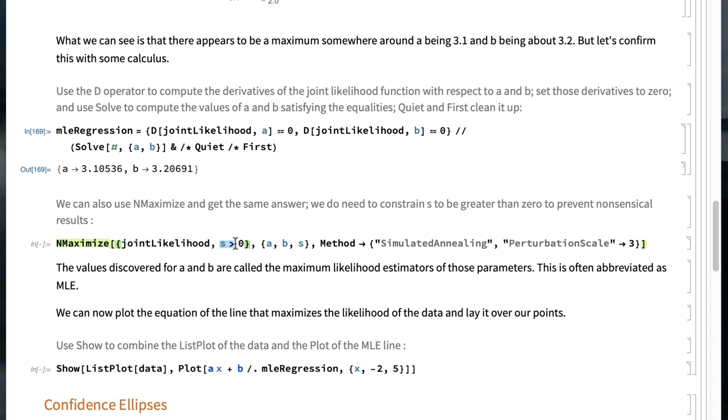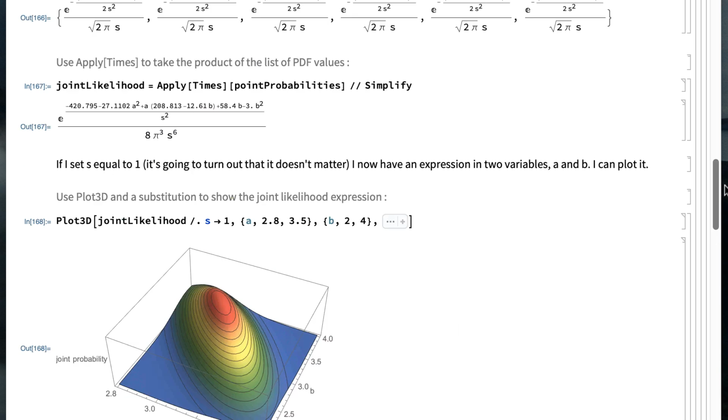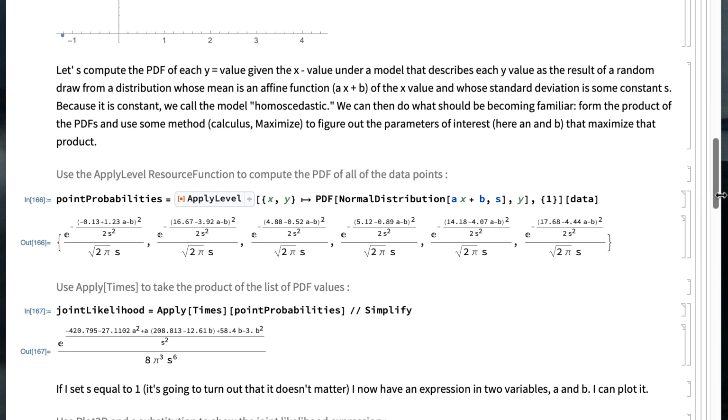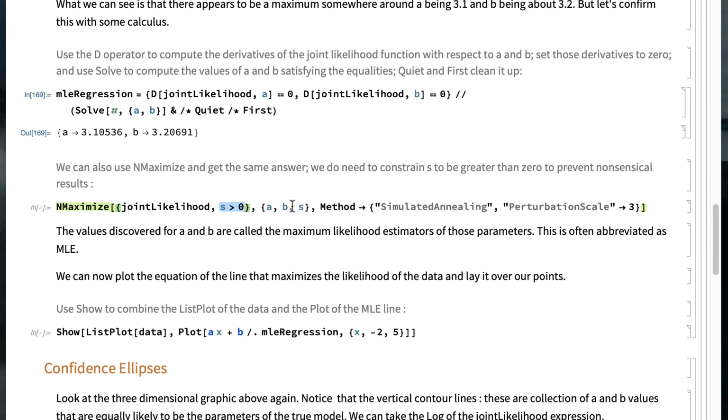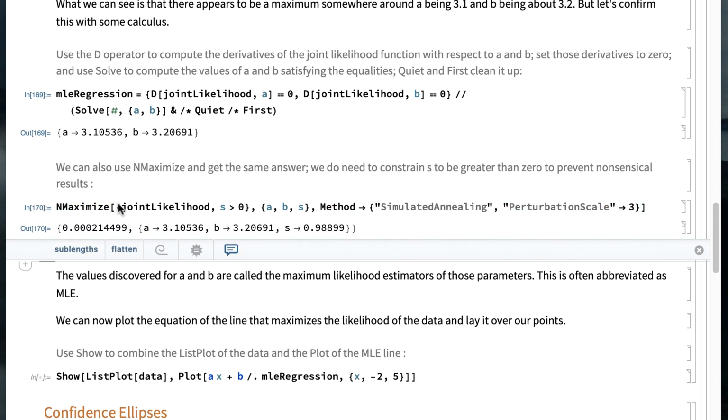The only thing I want is for you to know that S, which is the standard deviation of our normal distribution up here, is positive because you can't have negative standard deviations. Find the values of A, B, and S that maximize that likelihood. This is a little bit on some options to NMaximize, and if we do that, we get exactly the same thing.